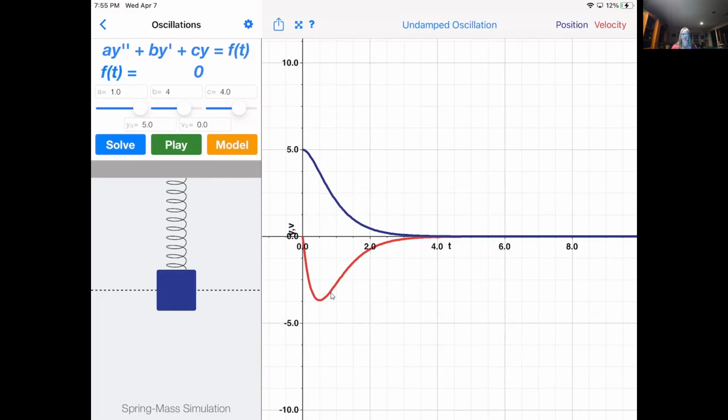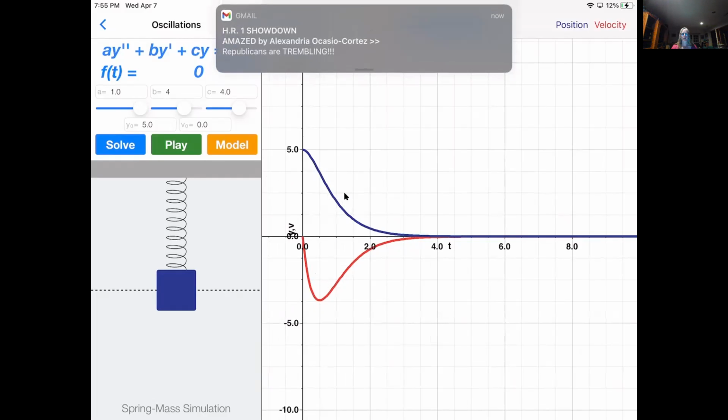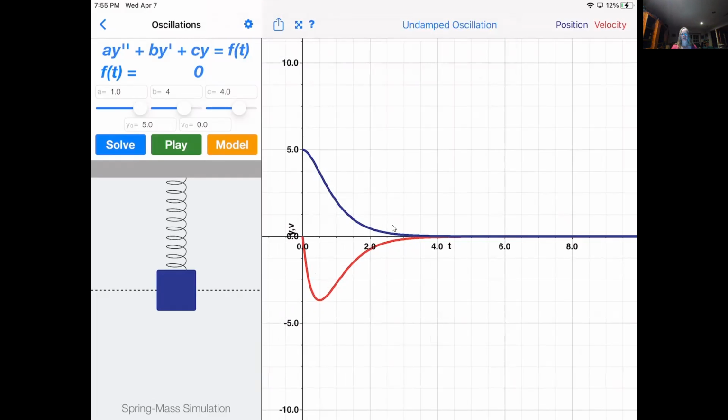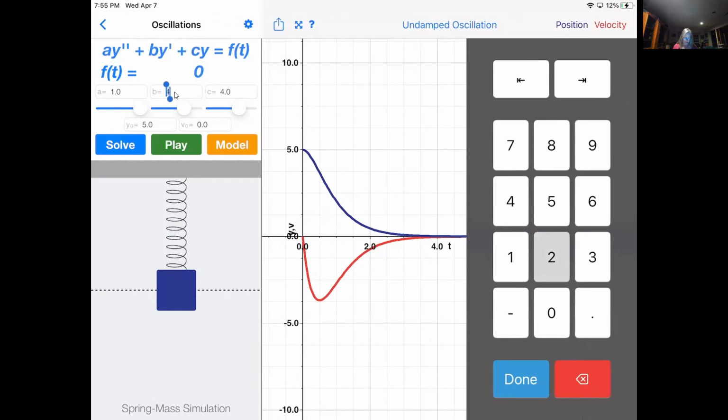a nice, remember the red is the velocity. So your velocity is going to decrease really fast and it's going to slowly come to 0. The position is going to kind of go down and slowly go to a position of 0. So you're trying to get the equilibrium. Let's go really crazy with this. Let's make this like 20.